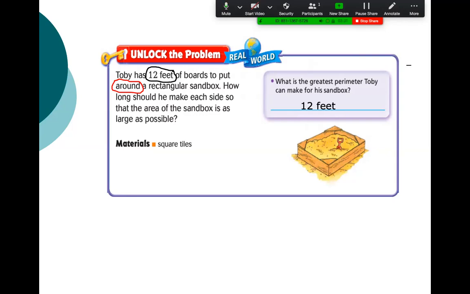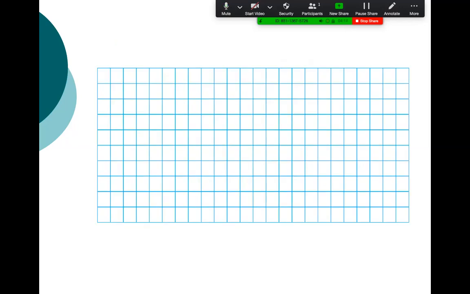Now, let's read the question again. How long should he make each side so that the area of the sandbox is as large as possible? So basically, the rectangular sandbox must have 12 as perimeter and must also have the largest or bigger area possible. This means we have to try out different ways of shaping or drawing this rectangular sandbox, then choose the one with the largest possible area. Let's start with possibility 1, using the square tiles.